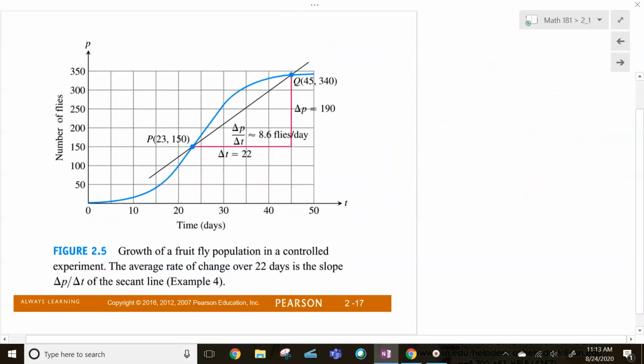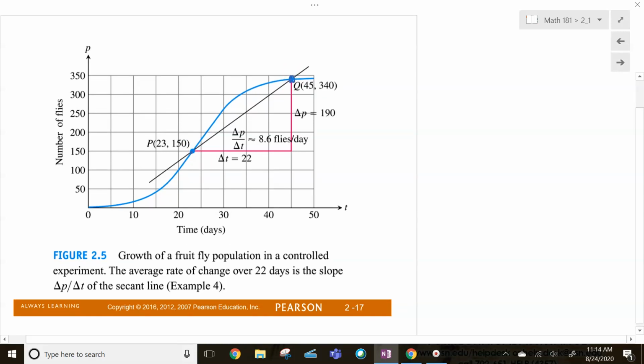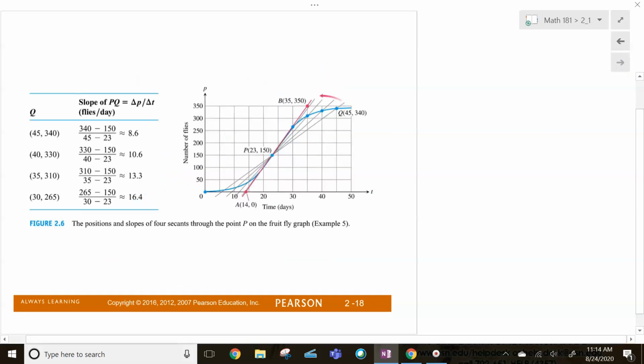All right, let's do an application here. So here's just a graph. We have a growth of a fruit fly population in a controlled experiment. The average rate of change over 22 days is the slope of the secant. So it's showing you over 22 days. So from the 23rd day, it looks like there was 150 flies right here. Okay, and then at the 45th day, there's 340. So it looks like it's averaging 8.6 flies per day, right? It's averaging 8.6 flies per day.